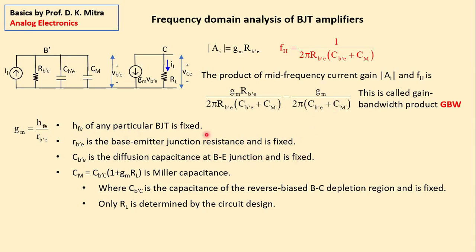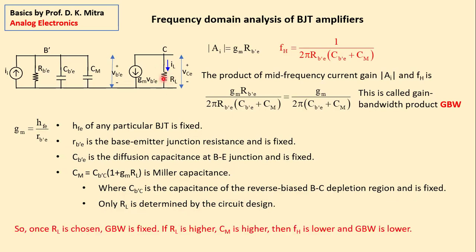And there is CM. What is CM? Remember, within this CM there are two terms. One is CB'C, which is the capacitance of the reverse biased base collector junction depletion region. That is also fixed once the transistor is manufactured. GM we have already discussed. What is RL? Only RL is determined by the circuit designer. RL is the load resistance, right?